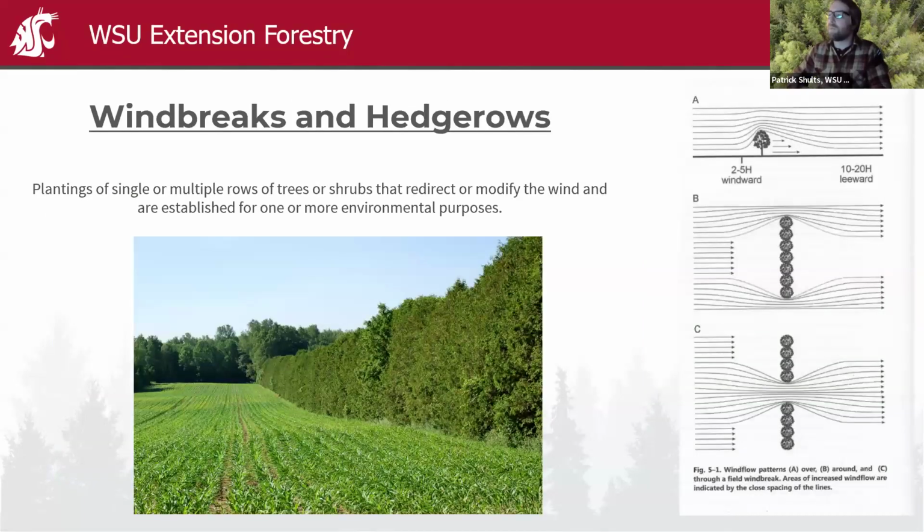I'll start with windbreaks and hedgerows. These are plantings of single or multiple rows of trees meant largely to modify and redirect wind and protect row crops, as well as protect the soil. That's really where they became popular, in the 1930s during the Dust Bowl. Massive soil erosion in the Midwest and the Great Plains. And so windbreaks became a great way to mitigate a lot of that soil erosion.